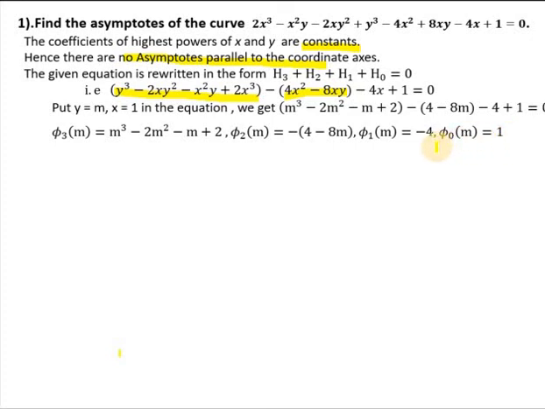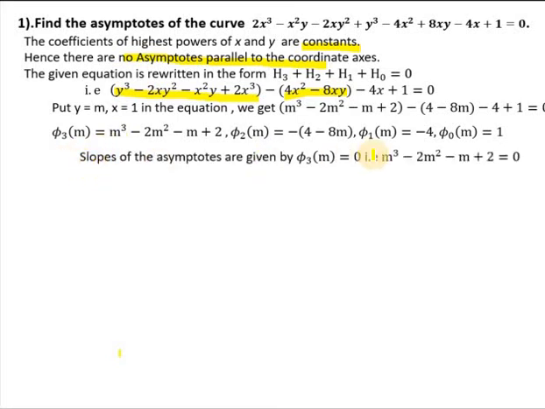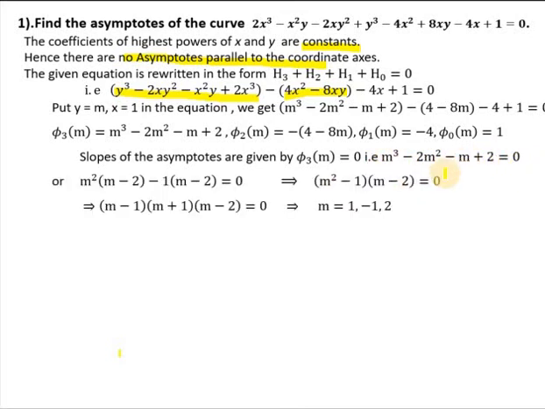Now the slopes of the asymptotes are given by phi 3 of m is equal to 0. So by equating this phi 3 to 0, we get m cube minus 2m square minus m plus 2 is equal to 0. This equation can be simplified by taking m square outside in the first two terms. So we get m square into m minus 2, and in the second terms, that is minus 1 if you take outside, m minus 2 is equal to 0.